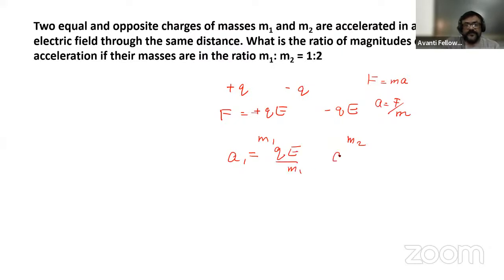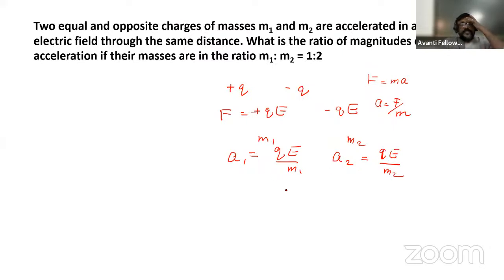And for the other one, acceleration A2 will be QE divided by M2. I'm not writing the negative sign because it is very clearly mentioned that you have to find the ratio of the magnitudes of the accelerations.